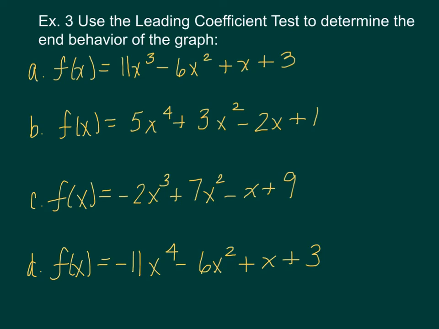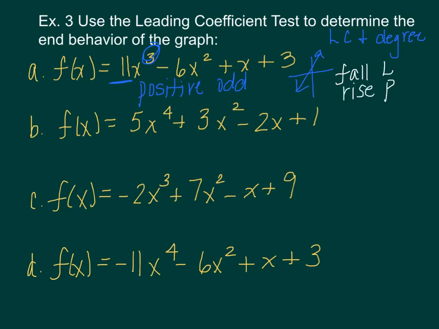Example 3, we're going to use the leading coefficient test to determine the end behavior of the graph. So according to the coefficient test, you look at the leading coefficient and the degree. Remember, the degree is the highest exponent. So I'm looking at the 11 and the 3. So the 11 is positive, and my degree is odd. So positive, odd. Remember, this is like a positive slope. So we're talking about the end behavior. What is going on the far left? What is going on the far right? So when you describe it, you say this graph will fall left and rise right.